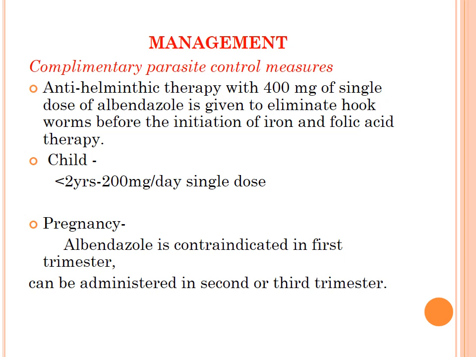तो याद रखना, फर्स्ट वी विल गिव एंटीहेलमिंथिक थेरेपी, 400 mg सिंगल डोज ऑफ एल्बेंडाजोल। उसके बाद हम स्टार्ट करते हैं उसको आयरन एंड फोलिक एसिड थेरेपी। बच्चों में कितना देते हैं? Who are more than 2 years old, we will give 200 mg per day single dose of albendazole, and in pregnancy albendazole is contraindicated in first trimester and can be administered in second or third trimester.